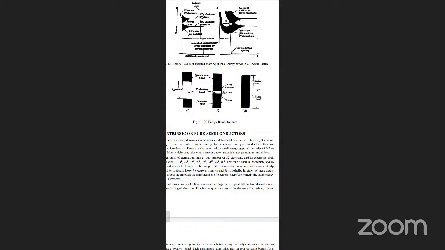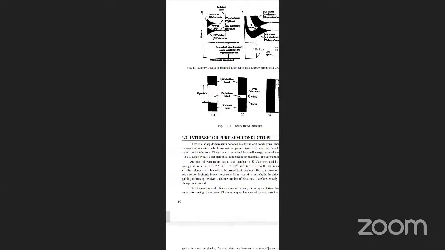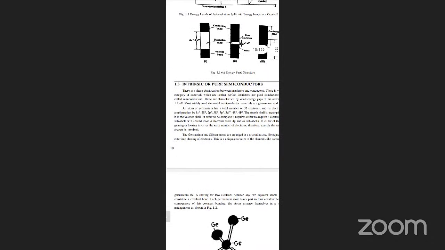Okay, so next up, pure or intrinsic semiconductor. Next one is the pure or intrinsic. What is a pure semiconductor? The best examples of semiconductor materials are silicon and germanium. What is a pure type of semiconductor material? It means there are no impurities in a pure type of semiconductor. But there is an equal number of electrons and an equal number of holes present.